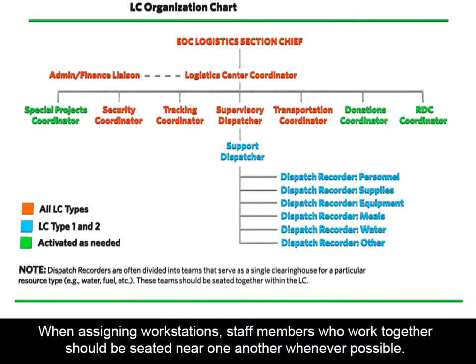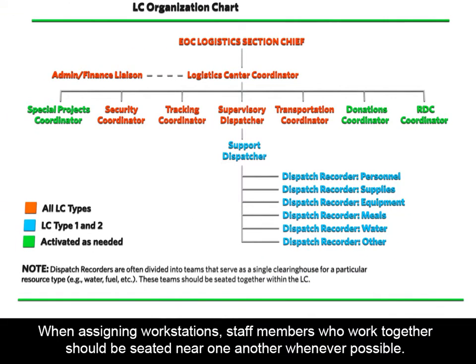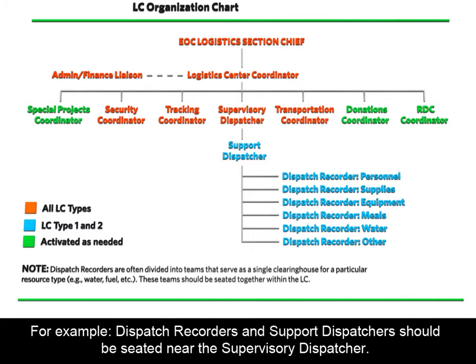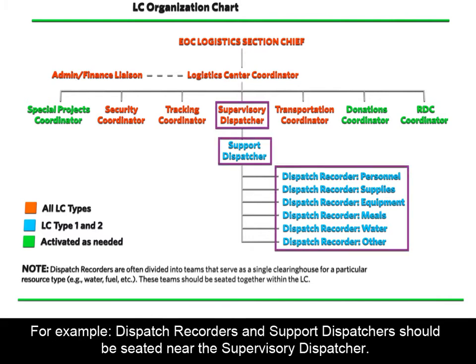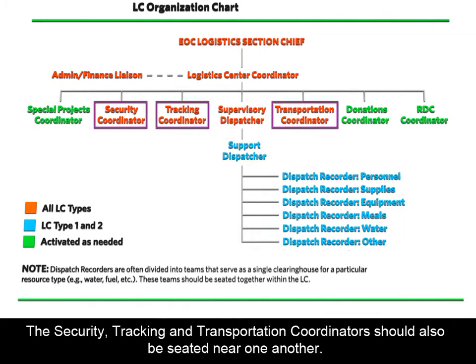When assigning workstations, staff members who work together should be seated near one another whenever possible. For example, dispatch recorders and support dispatchers should be seated near the supervisory dispatcher. The security, tracking, and transportation coordinators should also be seated near one another.